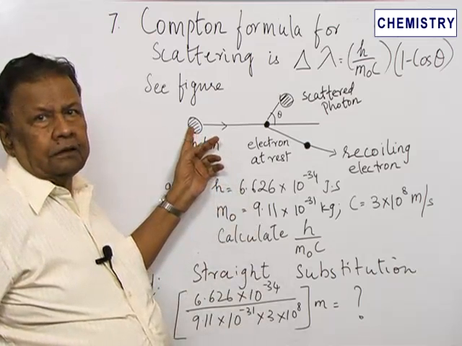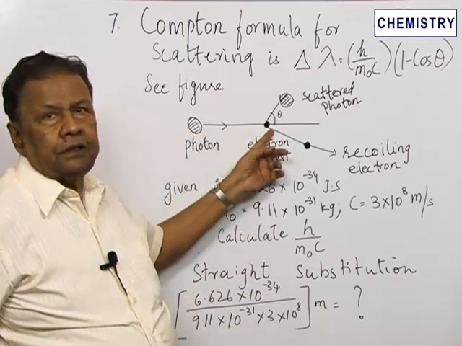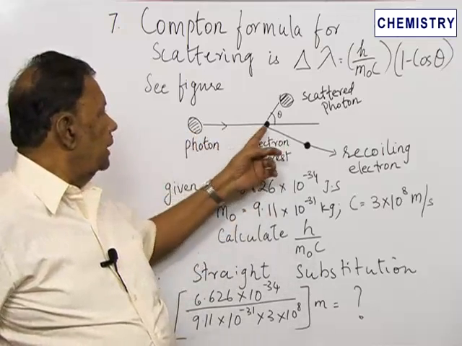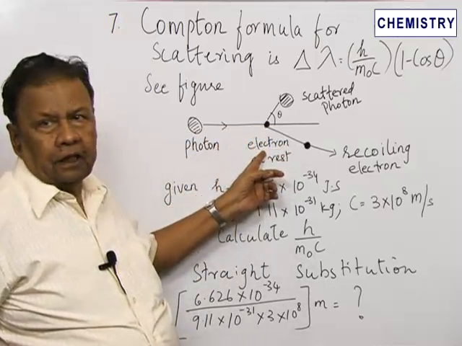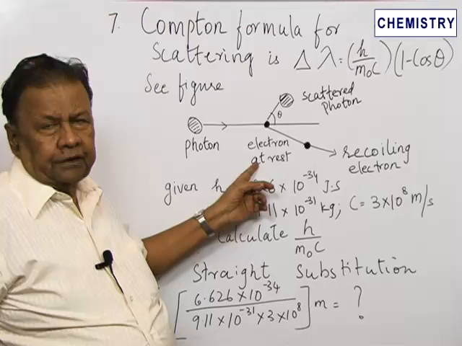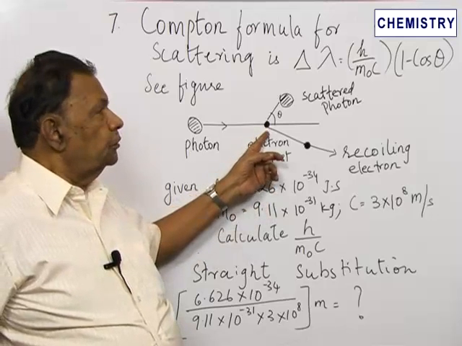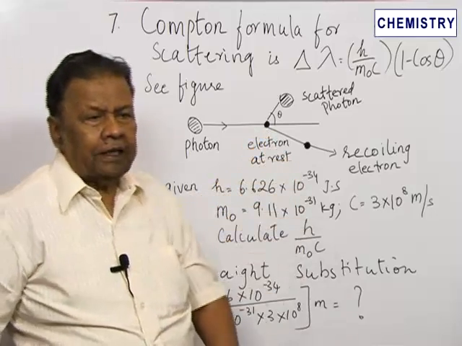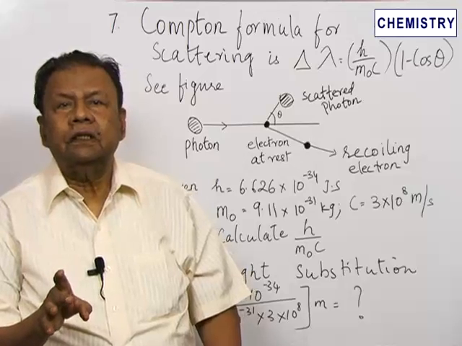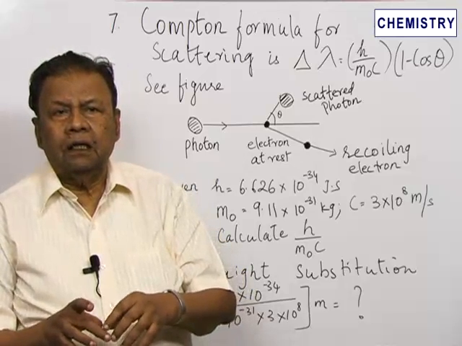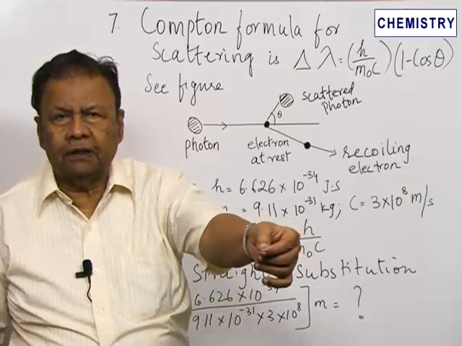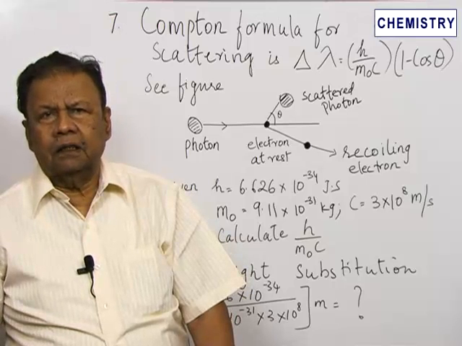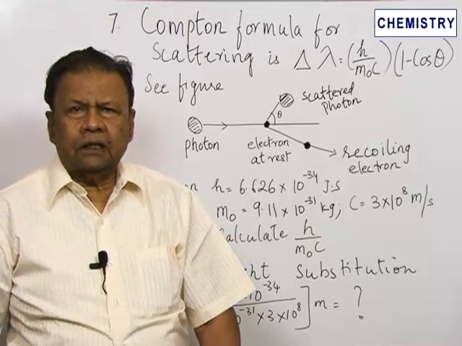A photon strikes, it's something like a carom board play. A photon strikes an electron which is initially at rest. The electron is supposed to be almost free. What happens when the striker strikes the coin? The striker then flies off in one direction and the coin moves in another direction. That is the result of a collision.